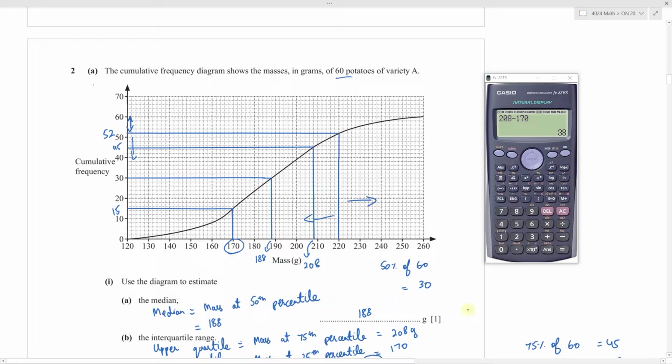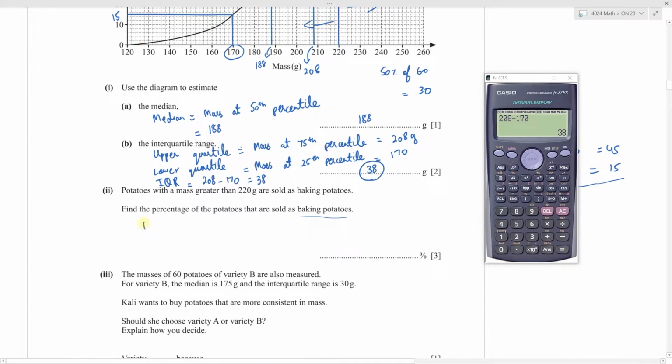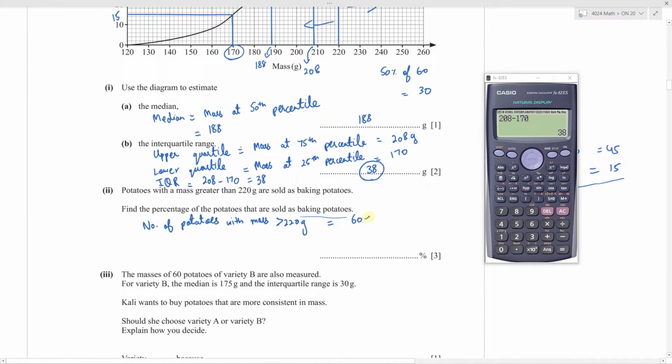So let's go back down. The number of potatoes with mass greater than 220 grams equals 60 minus 52. You can go back, so this is the number that I'm looking at. These are the potatoes which have a mass greater than 220 grams. So 60 minus 52 equals 8.